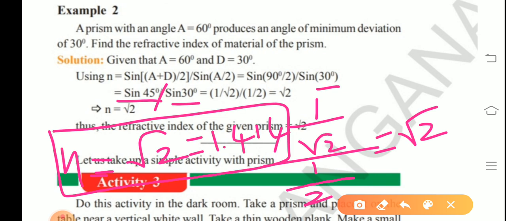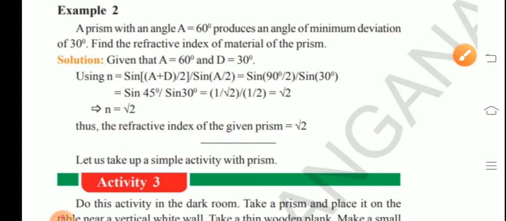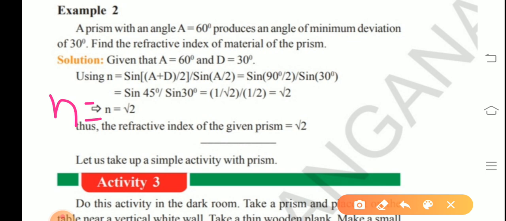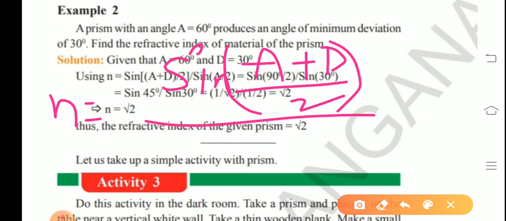Okay, this is a very important problem. Once you observe it, focus on it, you must remember this formula: n is equal to sin of (A plus D) by 2 divided by sin of A by 2. Got it, children?